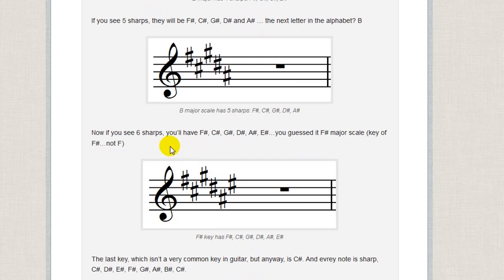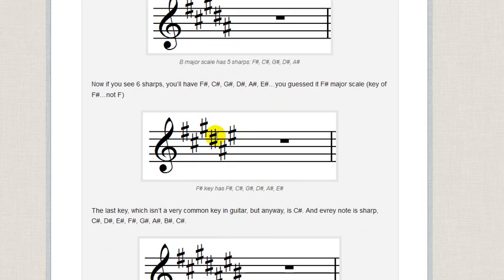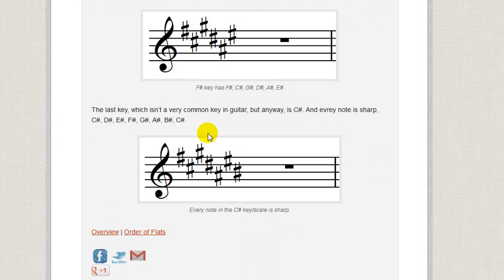And then, not lastly, but second to last, if you see six sharps, which is a whole lot of sharps, it's not very common on guitar, but you'll have F sharp, C sharp, G sharp, Father Charles Goes Down And Ends, and that's going to be the F sharp major scale, not F. You'll see in a minute that the F scale actually has one flat in it. And then lastly, the C sharp key. I'm not sure that I've ever played it. Maybe I've played it in a C sharp minor key, but very rarely in C sharp.